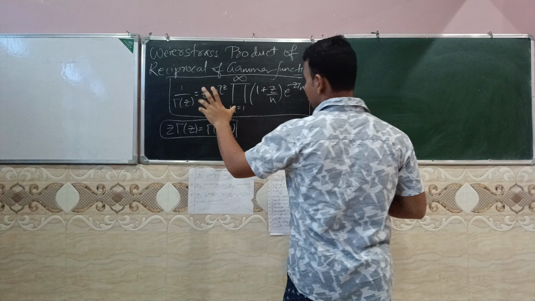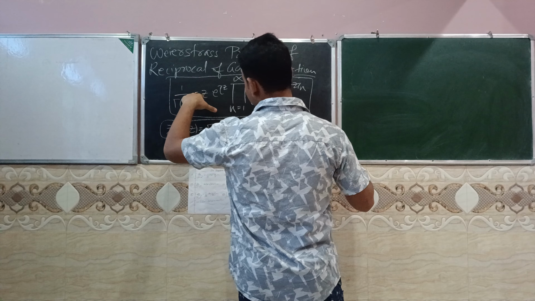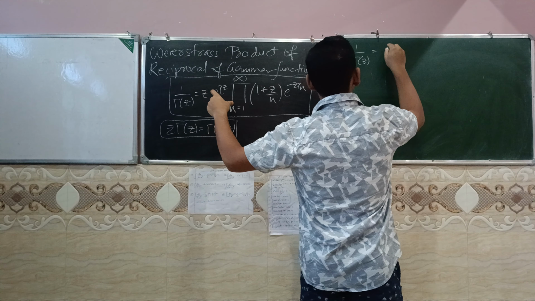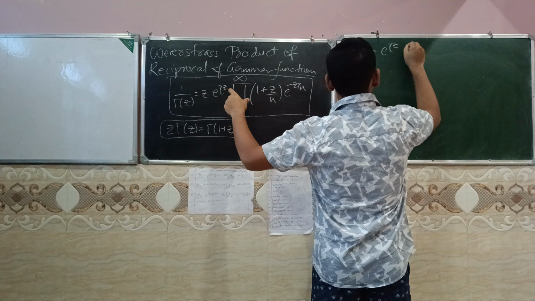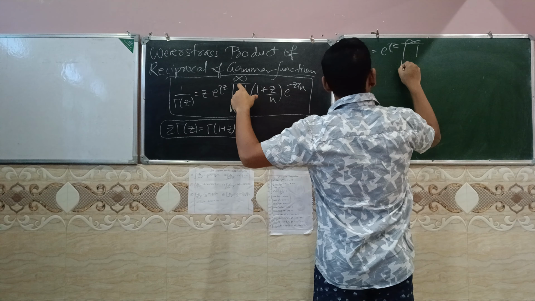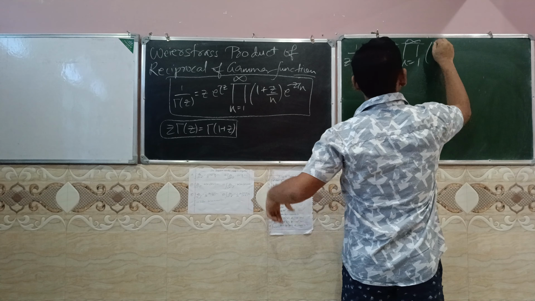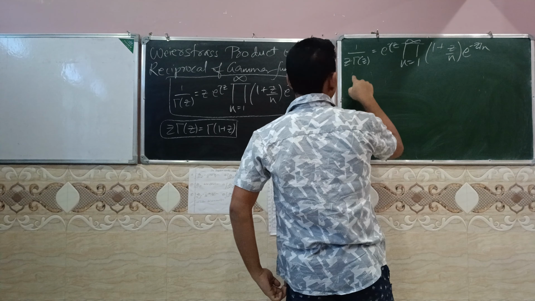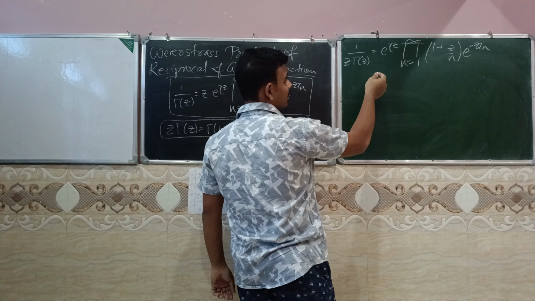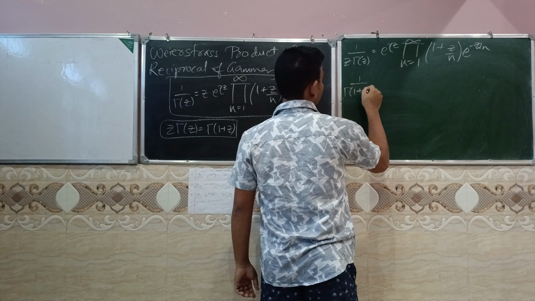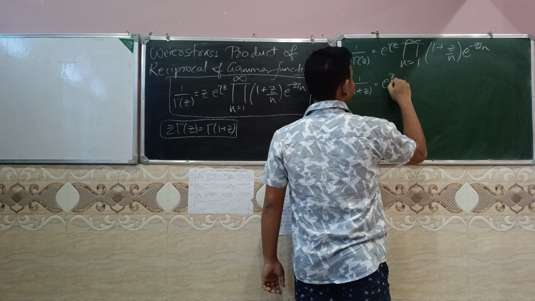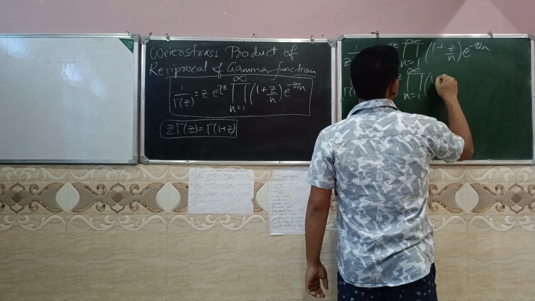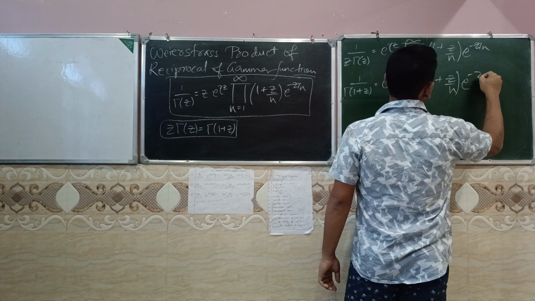So if we talk about this equation, I'm just going to divide both sides by this z. So it's 1 over z times gamma of z equals e to the Euler-Mascheroni constant times z, and the product of 1 plus z over n e to the negative z over n. And then it's just gamma of 1 plus z, right? So we are having 1 over gamma of 1 plus z as e to the Euler-Mascheroni constant times z, and times the product as n goes from 1 to infinity of 1 plus z over n e to the negative z over n.